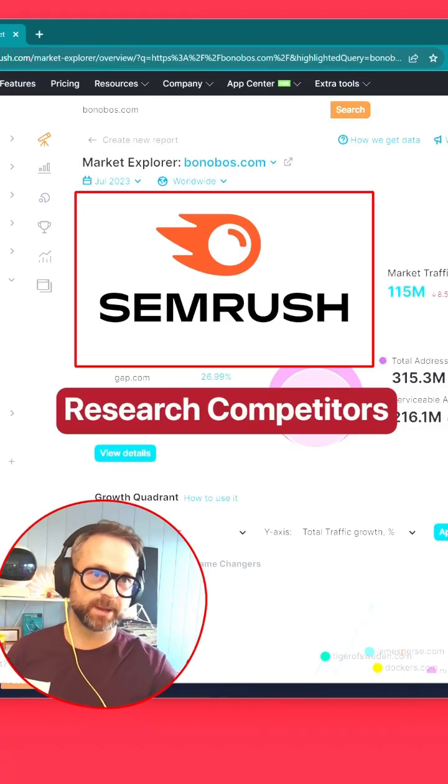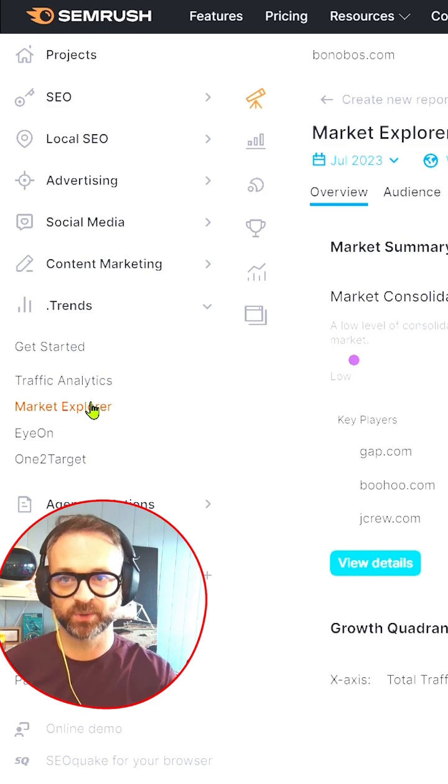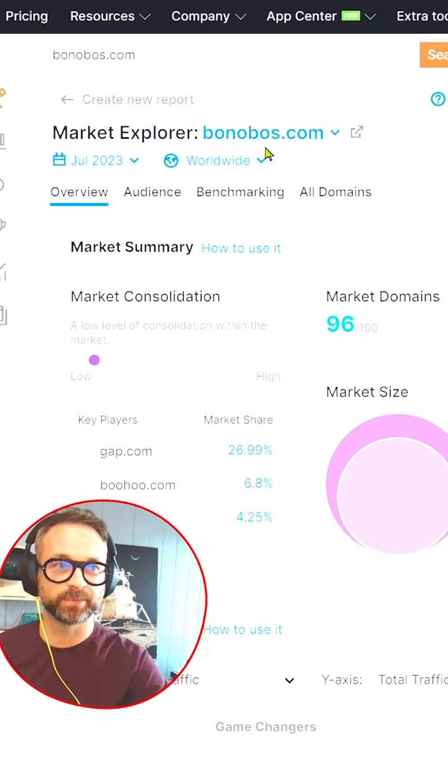Quick tip on researching your competition today with a tool called SEMrush. We're going to pop on down to Trends in the Market Explorer right here with our URL today for bonobos.com.